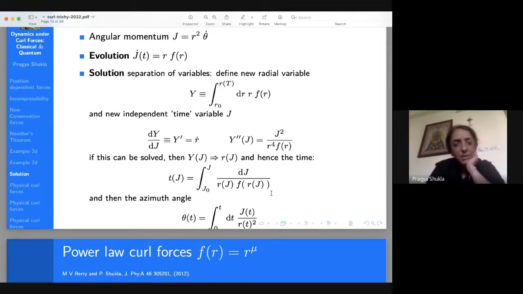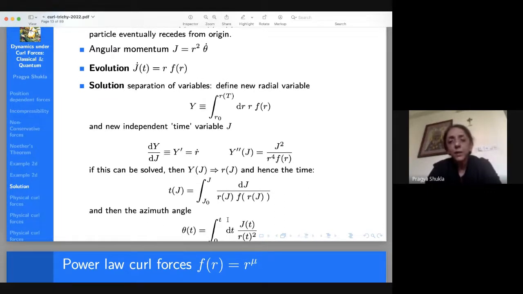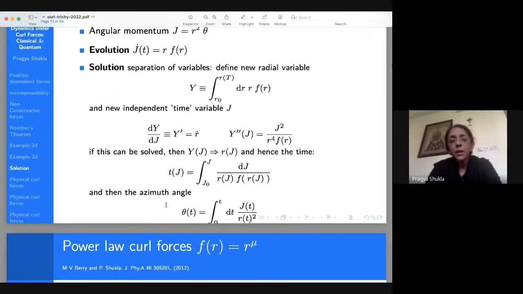These are standard equations, and therefore you can work it out yourself. That's why I'm not spending much time just mentioning it. So basically the idea is, if you can work out y of j, because y depends on r and j depends on r and t, so from there you can invert this and you can work out the angle dependence theta of t, which was the main variable of the dynamics. Okay.